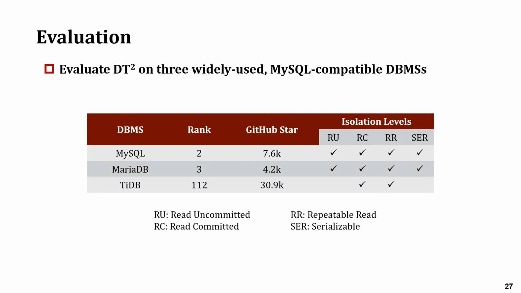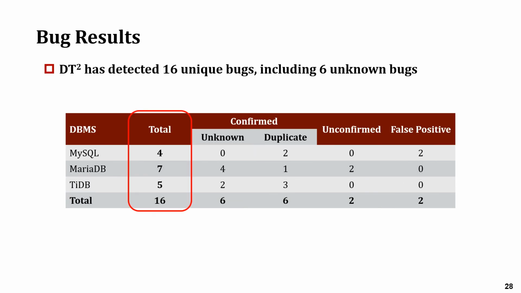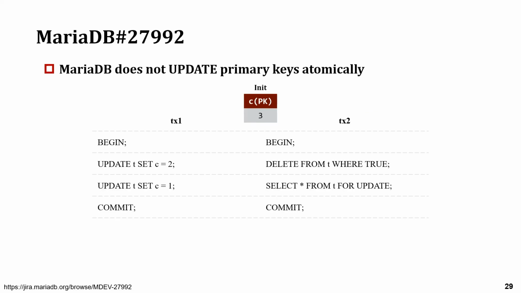To demonstrate the effectiveness of TT-square, we evaluated on three widely used MySQL-compatible DBMS: MySQL, MariaDB, and TiDB. MySQL and MariaDB support 4 isolation levels, that is, read uncommitted, read committed, repeatable read, and serializable, while TiDB supports read committed and repeatable read. TT-square has detected 16 unique bugs, among which 6 bugs have been verified as previously unknown bugs, and 6 bugs are duplicate.